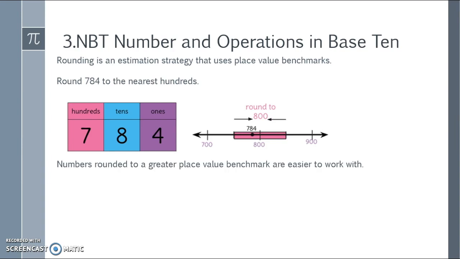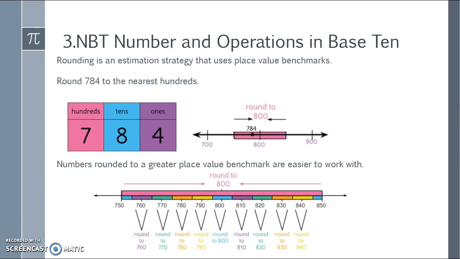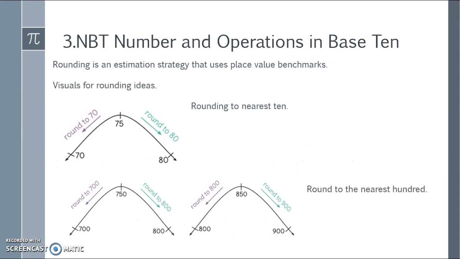Numbers rounded to a greater place value benchmark are easier to work with. So rounding to hundreds is easier than rounding to tens. And I've got here a list of them. Look at all the ones that we would round to 800 versus rounding to tens, step through. So there's many more options when we're rounding to the tens place versus rounding to the hundreds place. And another visual diagram, notice the hump there, we reach the 5 mark and we go either one way or the other.